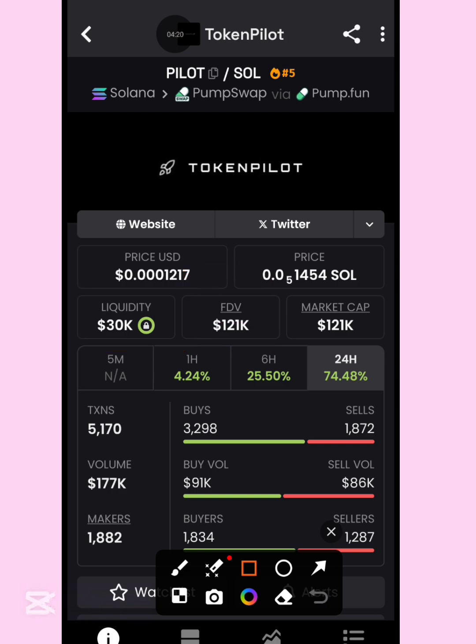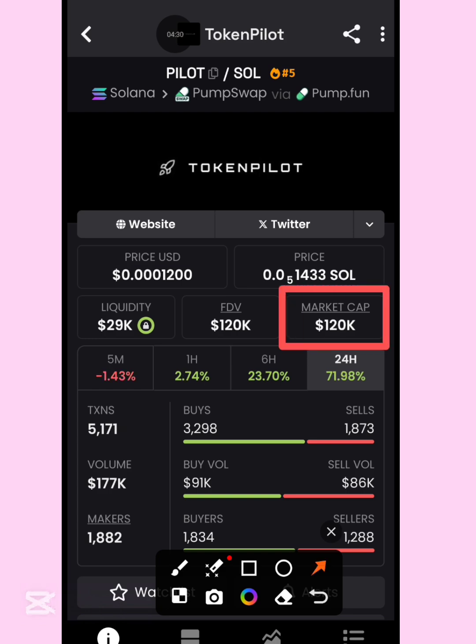Now let's continue. So this is the market cap of this token, 120k, and FDV is also 120k. The reason you find 120k in both FDV and market cap is because all the tokens created are now in circulating supply. That is, there is no one left. You understand? There's no one left behind.